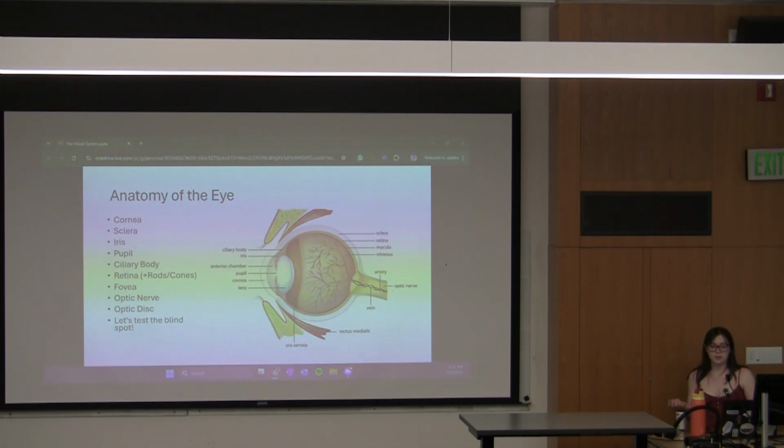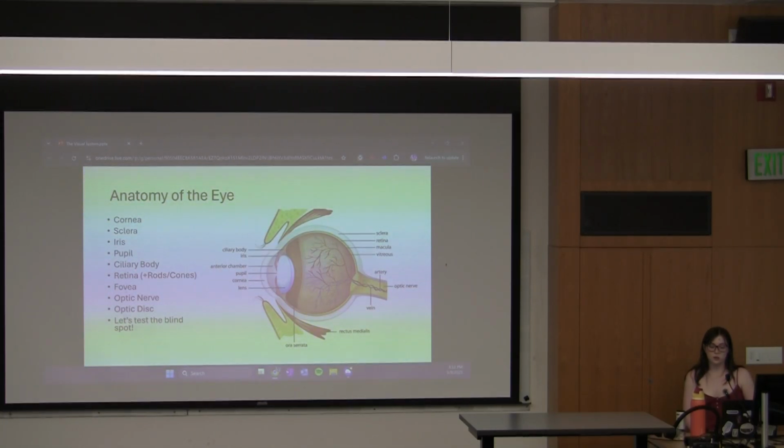An example of this is when you shine a flashlight, the iris constricts to protect the eye. The pupil is the central opening of the iris, and light enters through it. The ciliary body controls the shape of the lens to focus on far or near objects. The retina, which is really important, is a light-sensitive layer at the back of the eye.